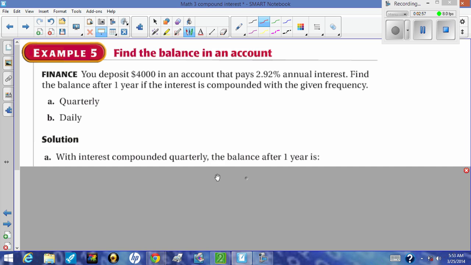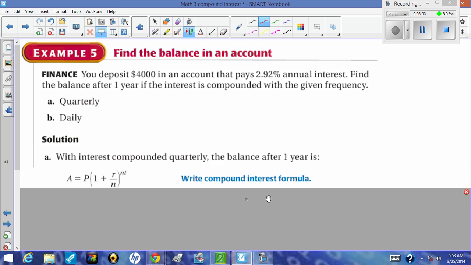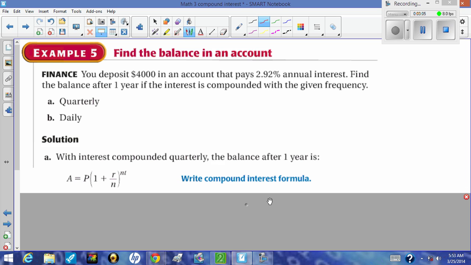All right, starting with the A. With interest compounded quarterly, the balance after 1 year is, let's take a look. So the first thing we want to do is write the formula down. We always want to write our formula down because it's easier to substitute, we make fewer errors. So A is equal to P times 1 plus R over N, all to the N times T power.